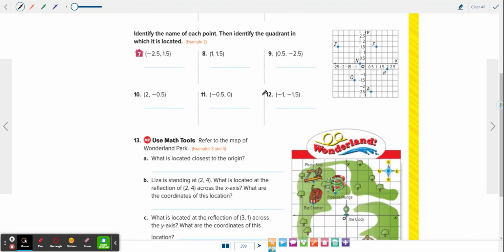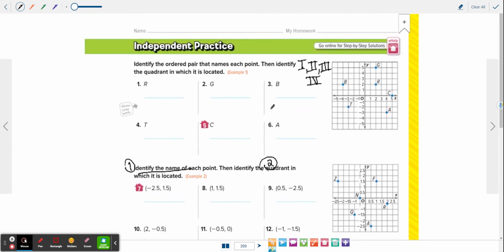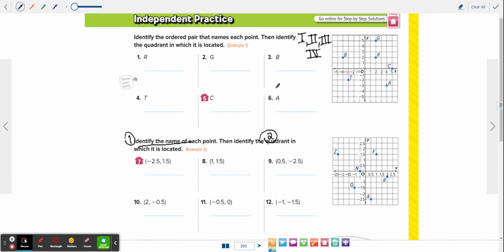For 7 through 12, you're going to tell the name of the point. So, Z, F, Q, N, and then the quadrant that it's located in also. So you have 2 things to answer there. Don't forget that. 2 questions. Identify the point and identify the quadrant. Don't forget to answer both. I'd hate for you to have to miss half a point.